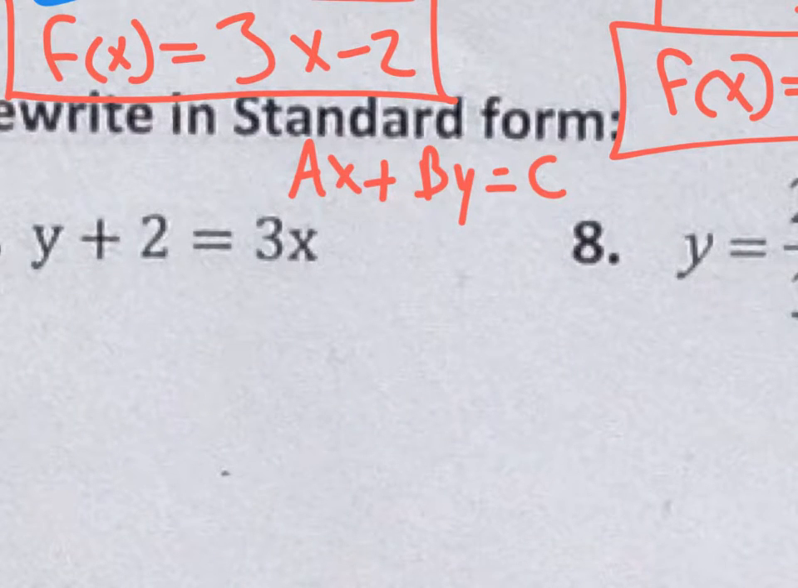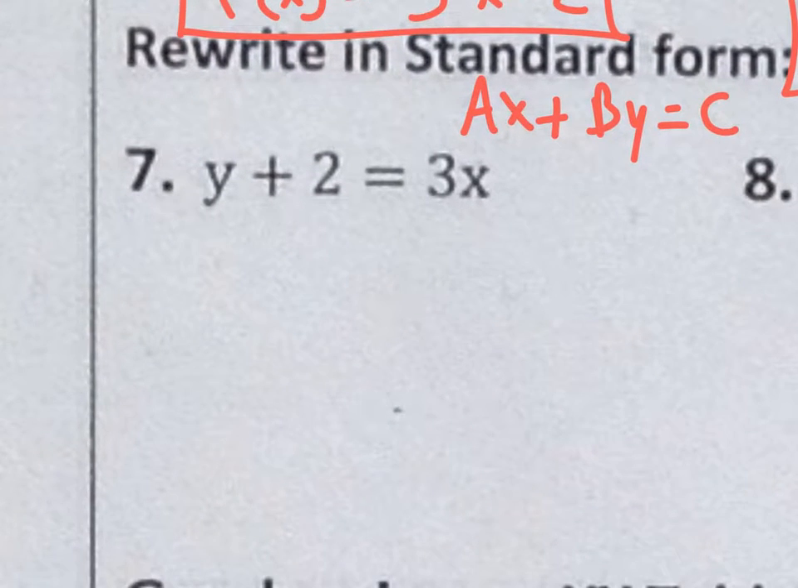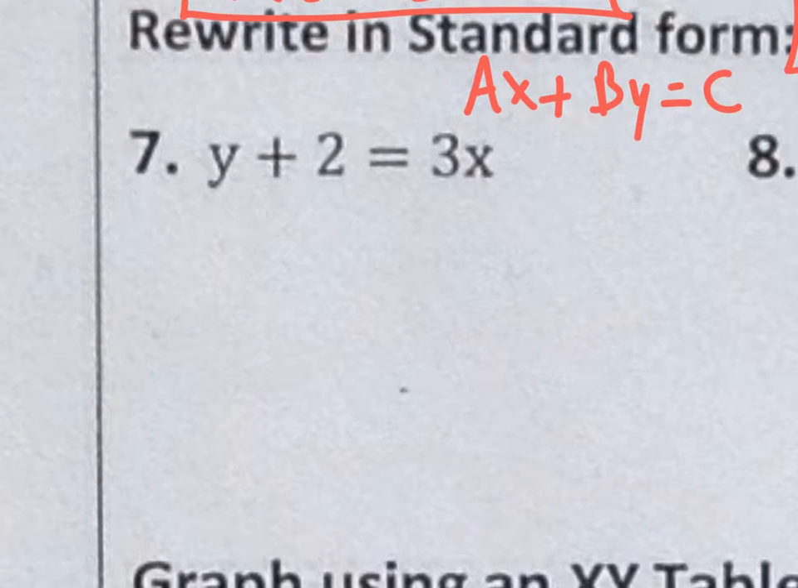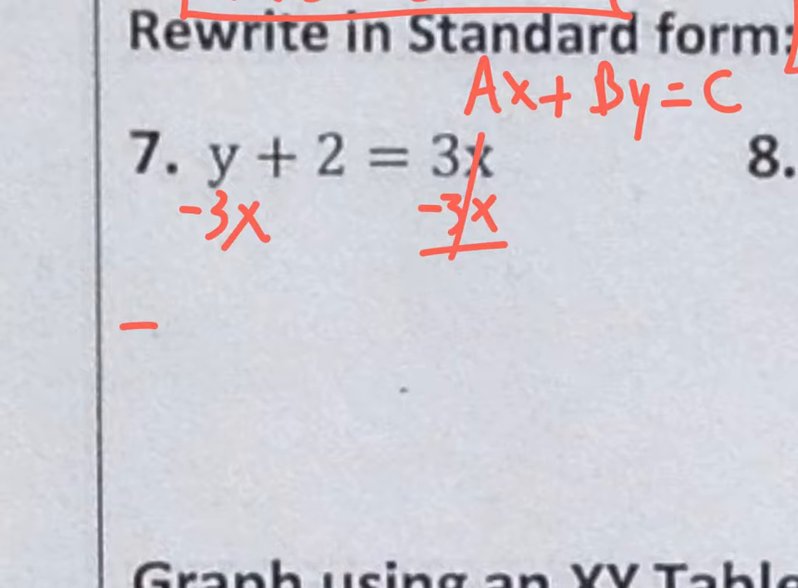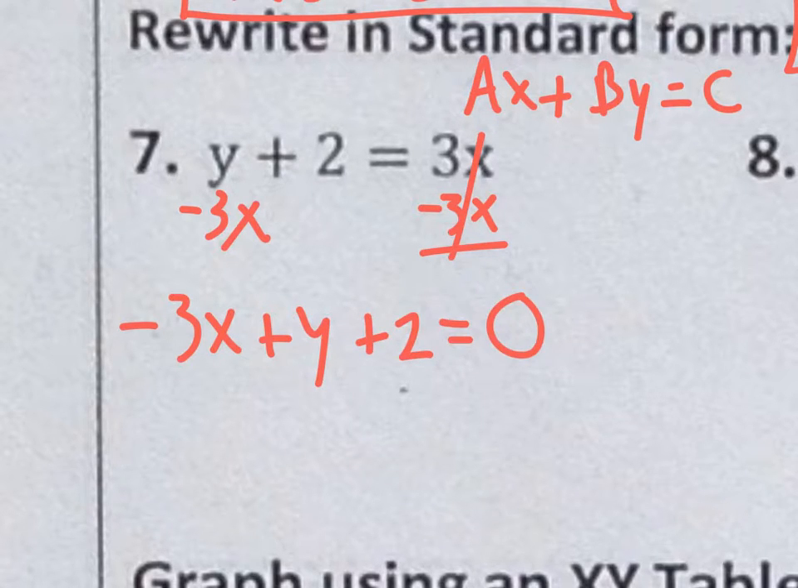So you obviously want the x and y on the left side of the equal sign, and we don't have the x on the left side, we have it on the right side. So let's move this over by subtracting 3x, canceling, subtracting 3x. Now you can't actually subtract 3x from y, so let's just rewrite everything. And again, I'm going to write it in order. -3x plus y, because that's a positive y, plus 2 equals now 0 on the right side of the equal sign.